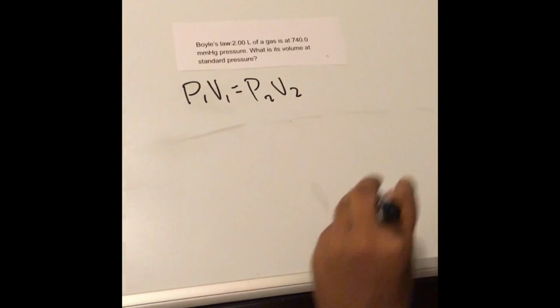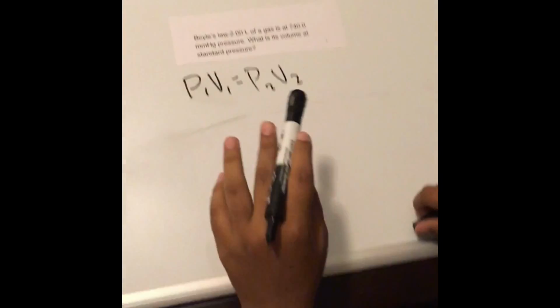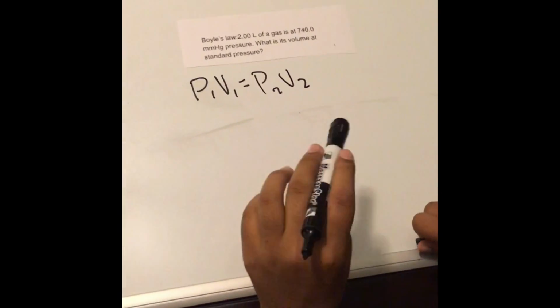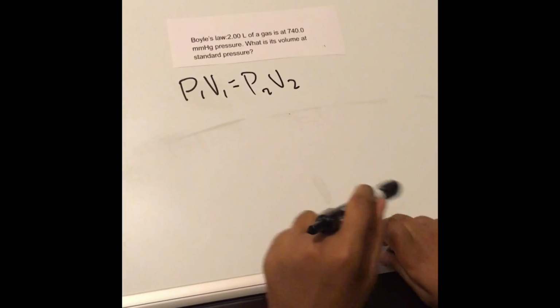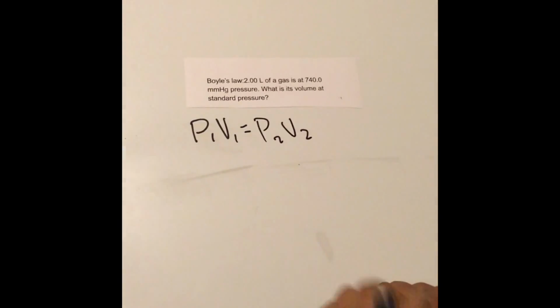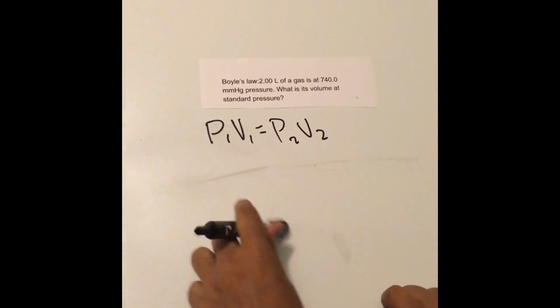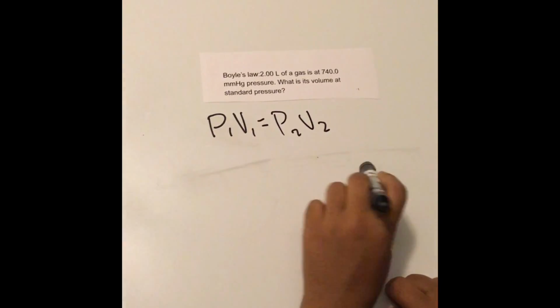I will be doing the 5 gas law questions. So the first one we're going to be doing is Boyle's law. The question says 2 liters of a gas is at 740 millimeters of mercury pressure. What is its volume at standard pressure? So this is the equation for Boyle's law.